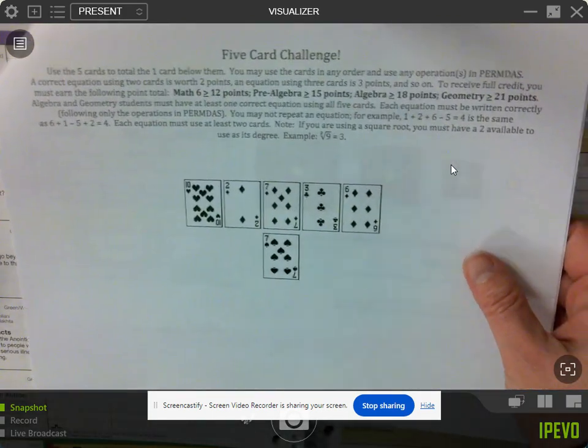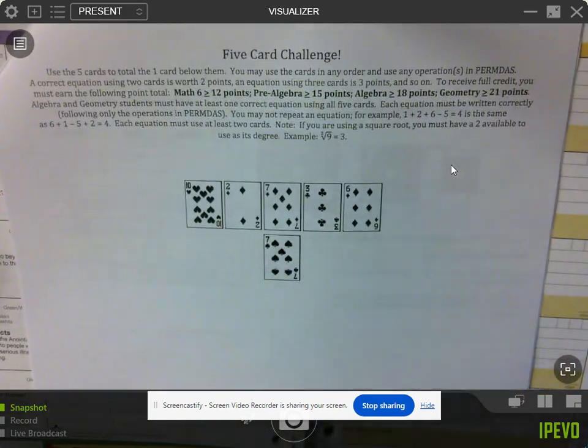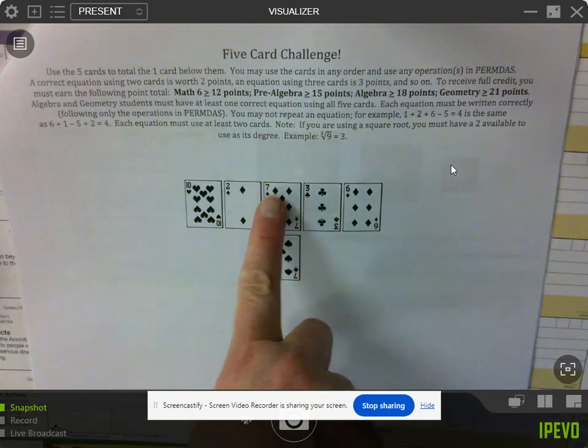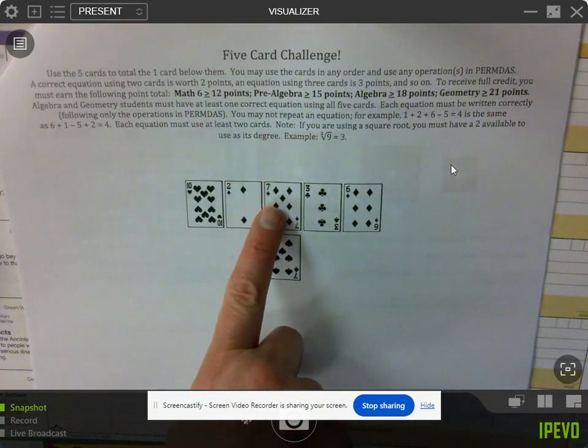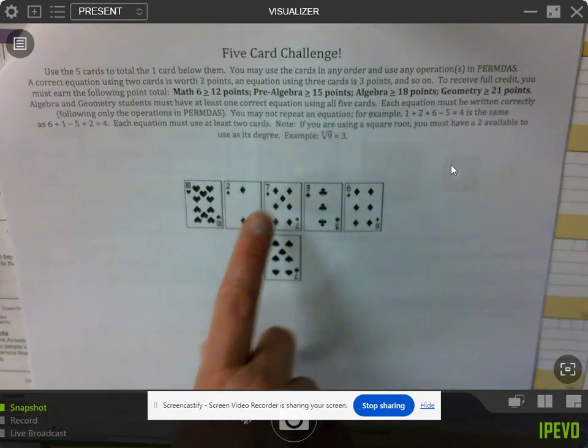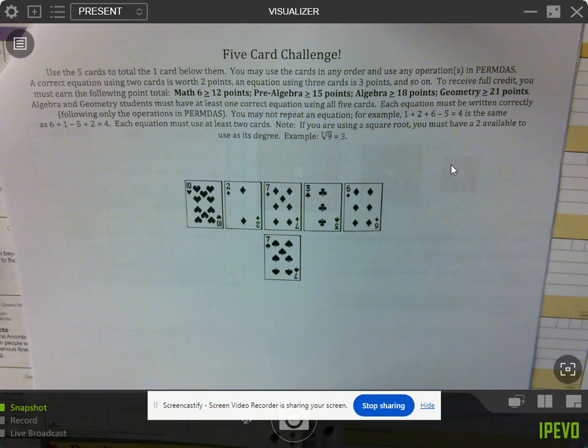For the 5-card challenge, we need to equal 7. We can use a 7 in our equations, but only once. Okay. So our final equation equals that 7. Try to challenge yourself. See how many 5-card challenges you can actually get using all 5 cards. See how many points you can get.